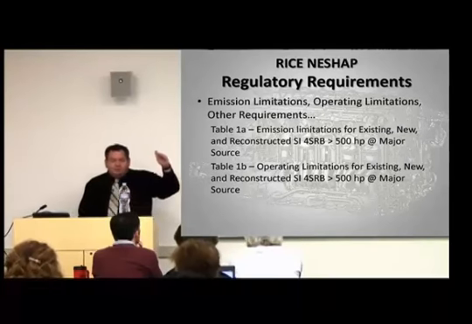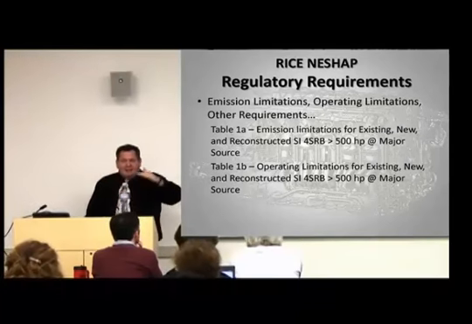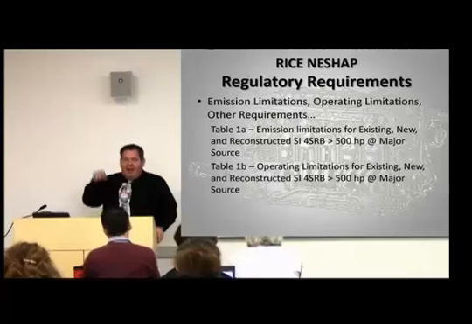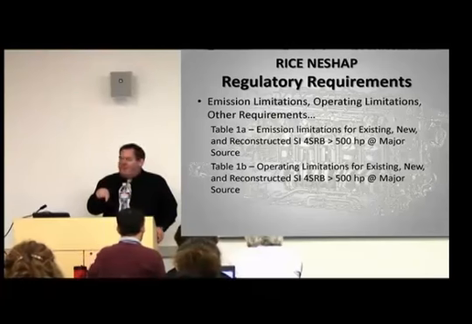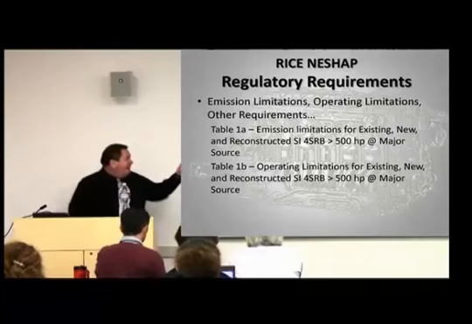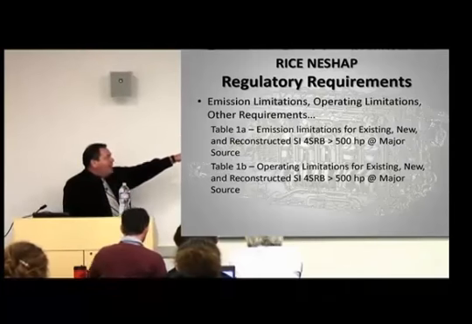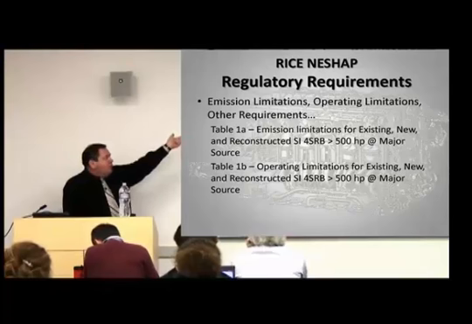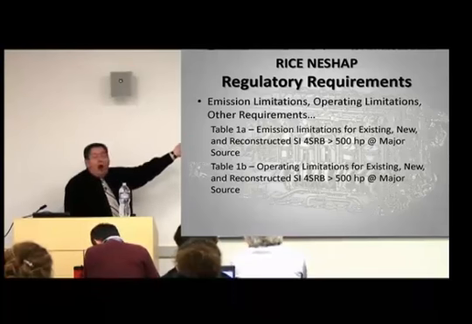I said earlier that the second to the last section of the regulation was definitions. Well, the last section of the regulation are tables. And the last table is table 8. So how many tables are there? Like 15. Because we have, for example here, table 1A and table 1B. Table 1A is emission limitations for 4-stroke rich burn engines. Table 1B are operating limitations for 4-stroke rich burn engines.